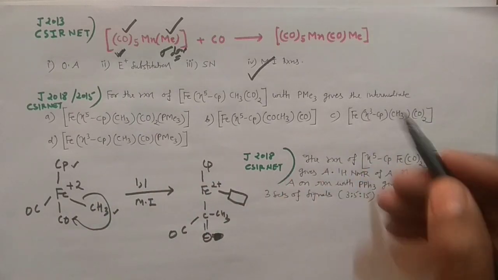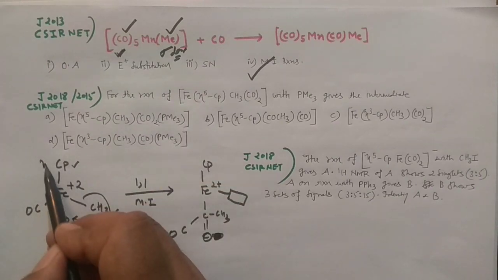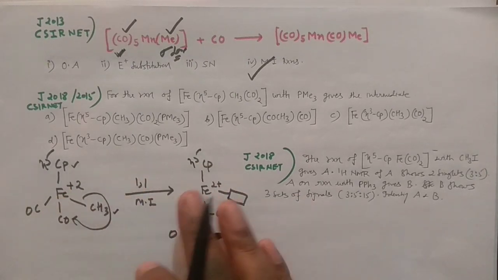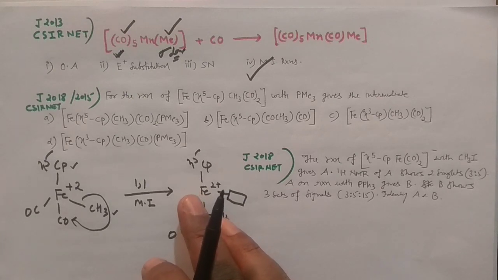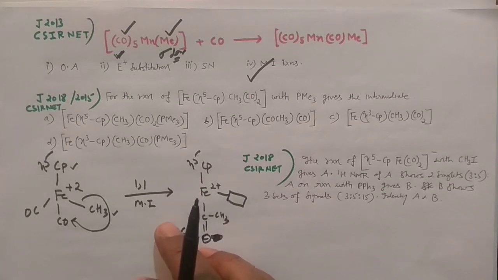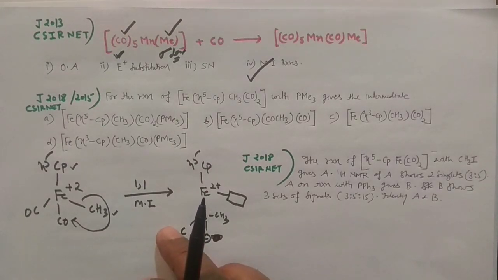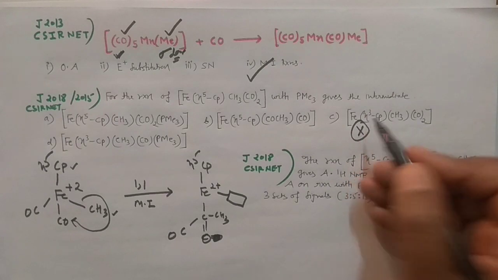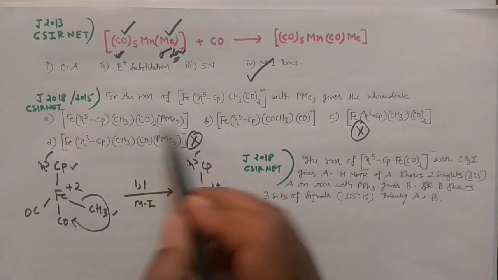You can see here the hapticity of this is given as eta 5, and the hapticity is also eta 5 here. I haven't mentioned this particular point yet: what happens to the hapticity during the migratory insertion reaction. When the migratory insertion reaction takes place, there is no change in the hapticity. So option 3 cannot be your answer, because hapticity is 3 here and it was 5 before. Similarly, this one cannot be your answer. So you have to find it between these two.